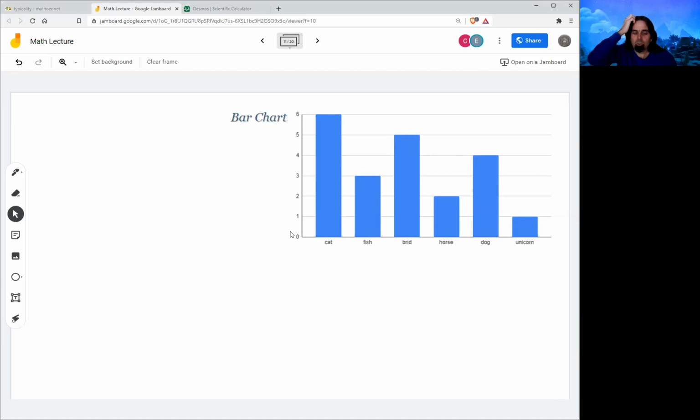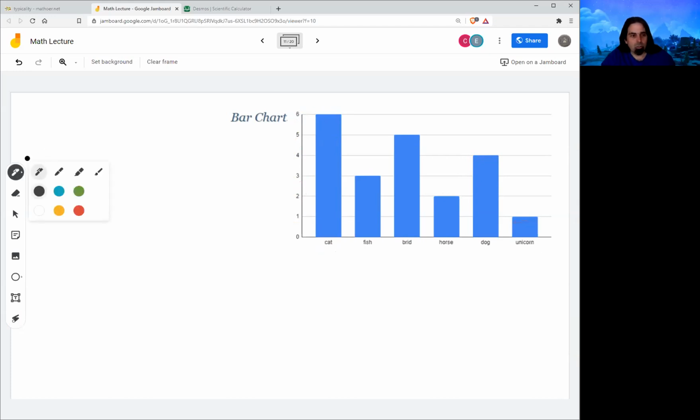And with the bar chart, we could ask the same questions. How many students picked cat? 1, 2, 3, 4, 5, 6, because that's how tall that bar is. How many students picked 4-legged animals? You'd add up the 6 for cat, the 2 for horse, the 4 for dog, and the 1 for unicorn.